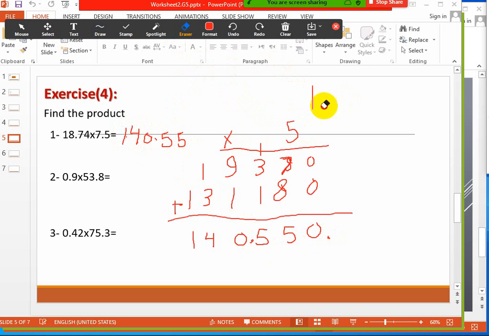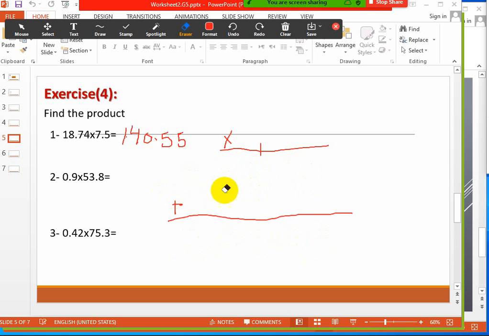Now let's do the next multiplication here. Okay, now I want to multiply 0.9 by 53.8. Also, I will order the numbers like this, 53.8 and 0.9. I will multiply the numbers like there is no decimal point. 9 multiply 8 equals what? Tell me on the chat.